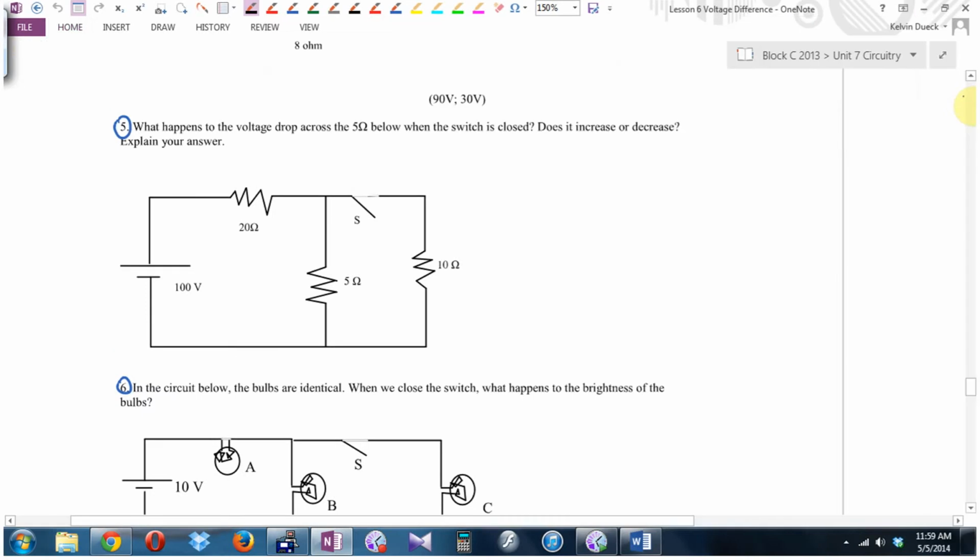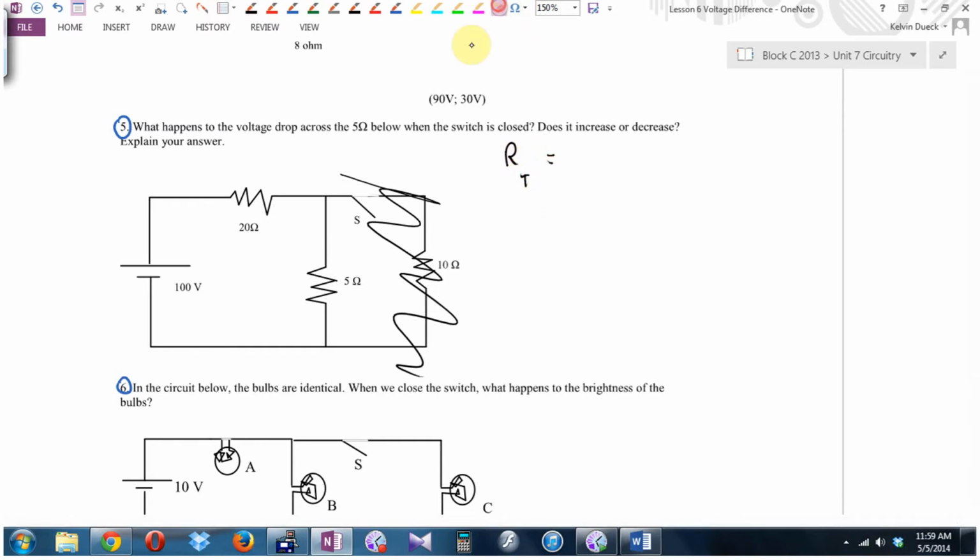Questions from the homework from last day, lesson 6, number 5. What happens to the voltage drop across the 5 ohm when it's closed? Does it increase? When it's open, this isn't even part of the circuit. For the total resistance, I have 2 resistors in series, the 20 and the 5.